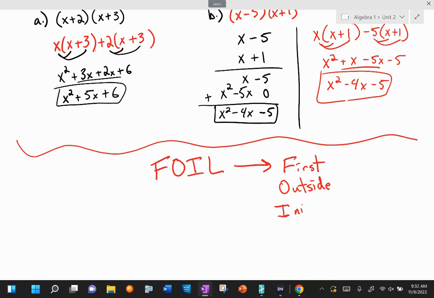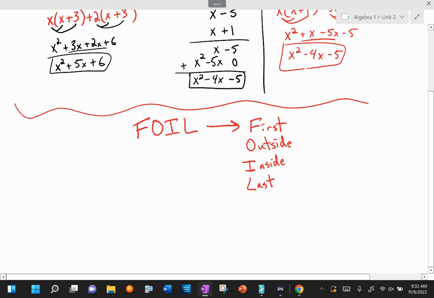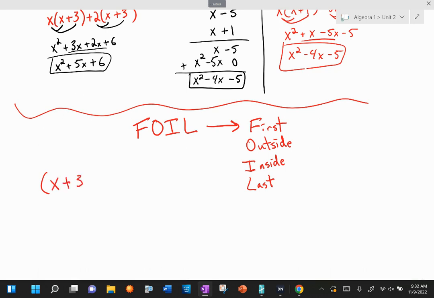FOIL stands for first, outside, inside. So what do we think the L is? Context clues. Last. Okay. First, outside, inside, last is FOIL. So let me show you what that looks like. Let's say we've got x plus 3 and then x minus 2.